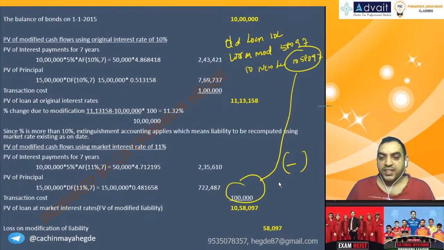On extinguishment, only 58,092 goes to the P&L account. Correct. Only 5897 will go to the P&L account. Loss on modification.